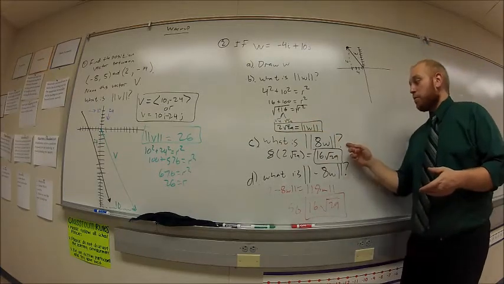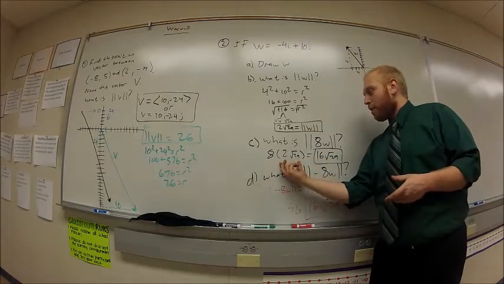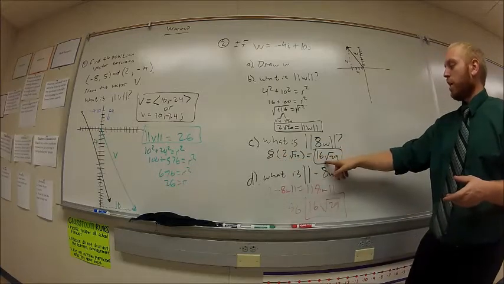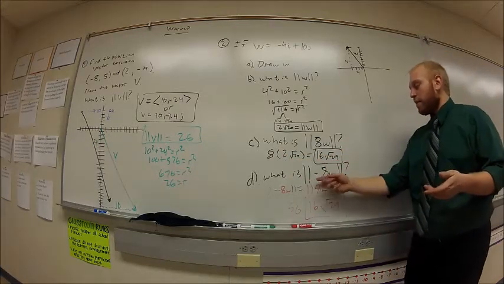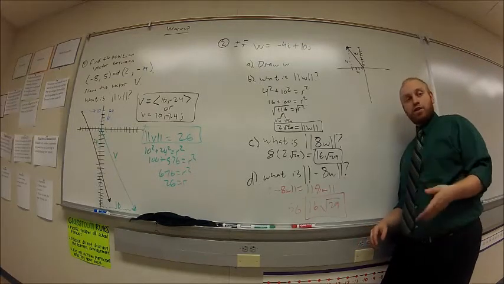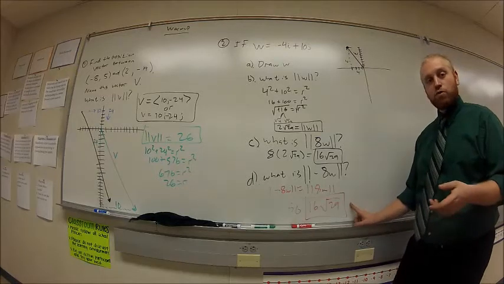Now for 8w, remember, it's just 8 times whatever w was, the magnitude of that one. Well, we know that's 2 root 29 from right there. And 8 times 2, 16 root 29. Well, then what's the magnitude of negative 8w? Well, remember, the negative only changed direction, did not change magnitude. So, it's still 16 root 29.